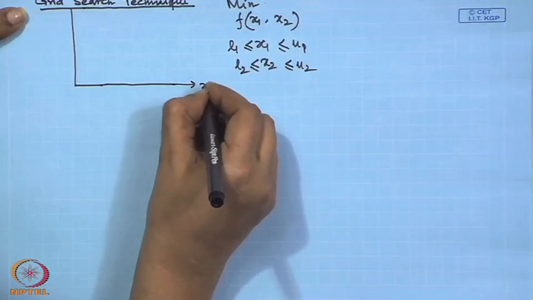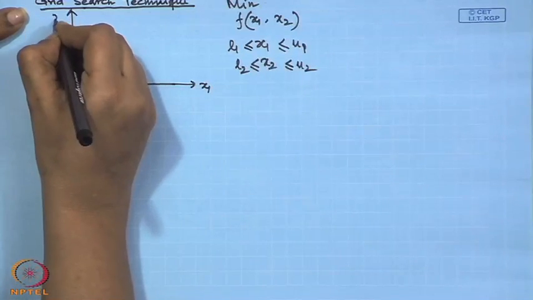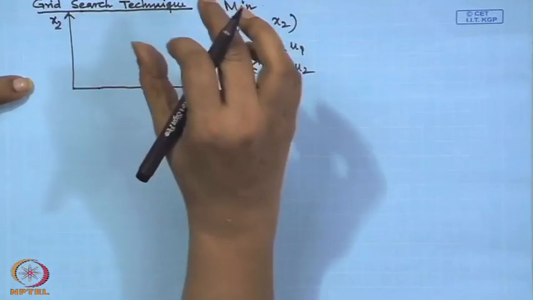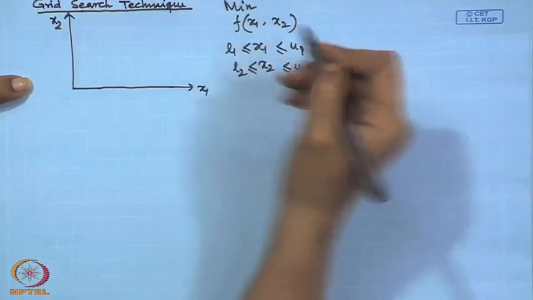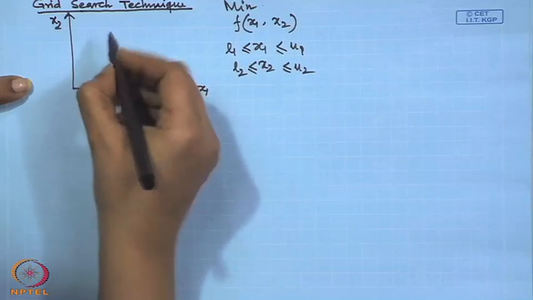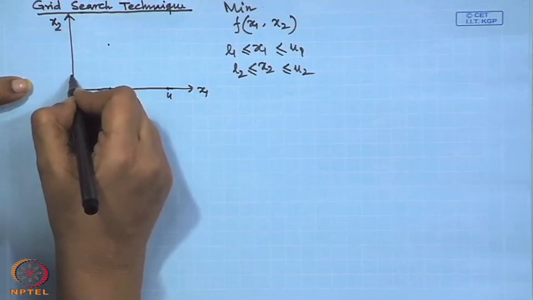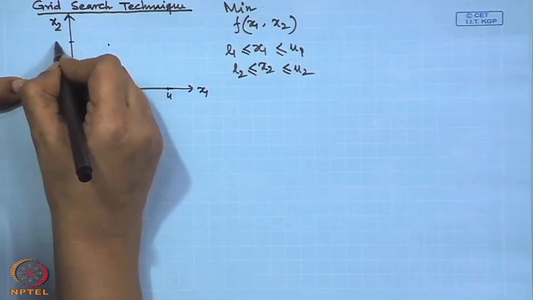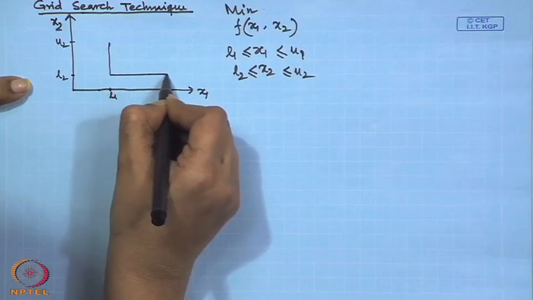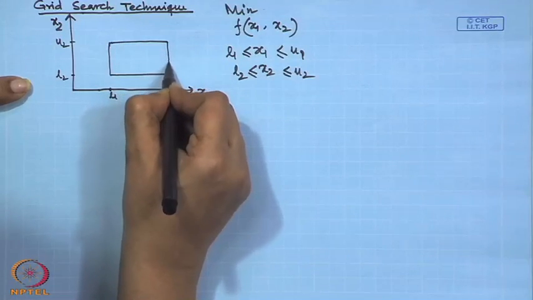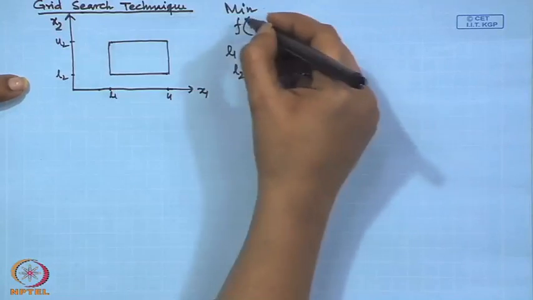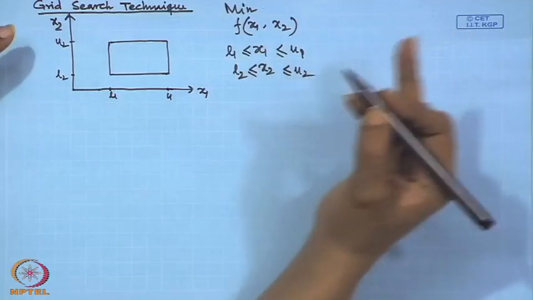This is x1, this side x2. What it does, we will consider the region, this is L1, this is U1, this is say L2, this is U2. Therefore, the function is defined in this region only. Now, we want to minimize the function; we will find out at which point the function has the minimum value. That is our objective.